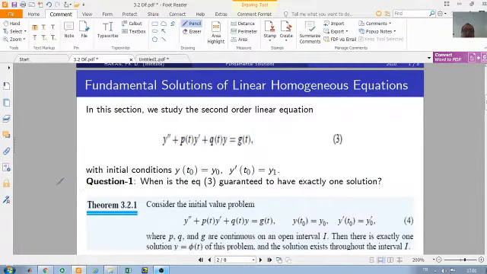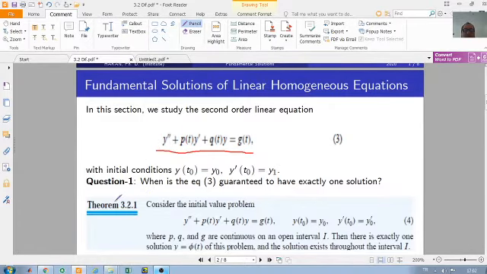Hello everyone, in this video we will cover section 3.2. In this section we will continue to study second order linear differential equations. The general form is written here, you see. The coefficients are functions of the independent variable t with initial conditions y of t0 is equal to y0. The value of the derivative of the solution at the same point is equal to y1. So here we will answer some questions for this differential equation.